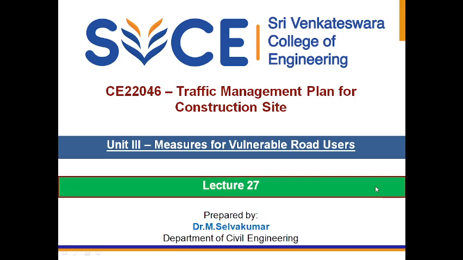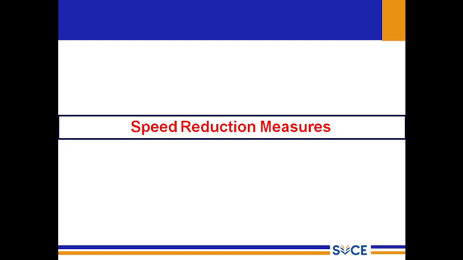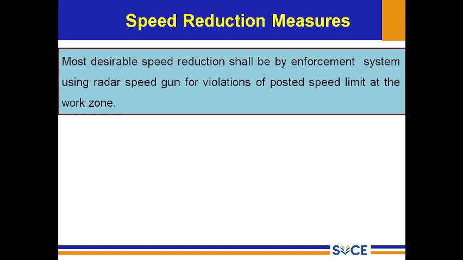Lecture 27 in Unit 3, measures for vulnerable road users. Speed reduction measures we are going to see today. The most desirable speed reduction shall be by an enforcement system using a radar speed gun for violations of the posted speed limit at the work zones. Speed limits are mainly insisted upon for the safety of pedestrian and cyclist movement.